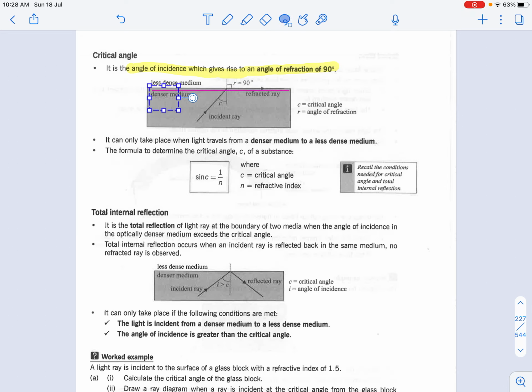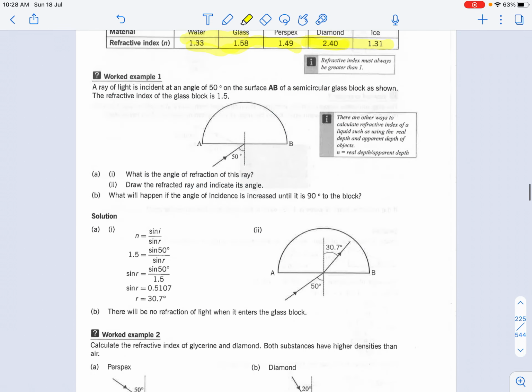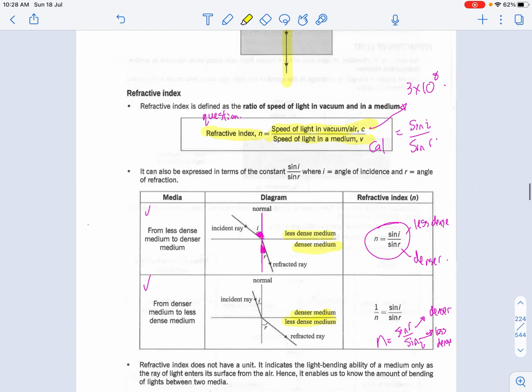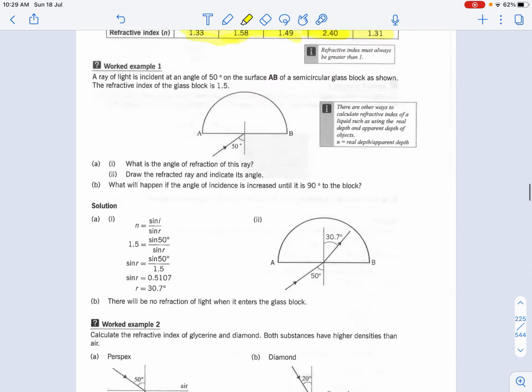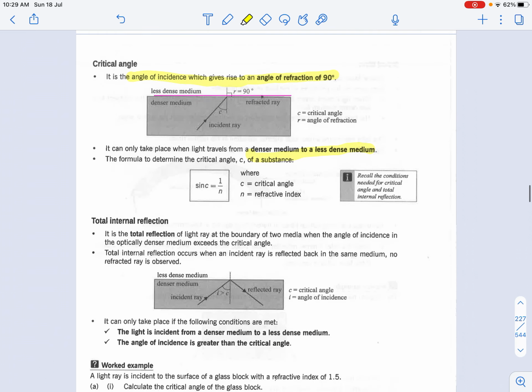Okay, and this is where, if it's just nice 90 degrees to the normal, that's where there is the critical angle. So this will only take place from a denser medium to a less dense medium. Why? Because the light ray will tend to bend away from the normal. Okay, so the formula to determine the critical angle is sine C equals 1 over n, where n represents the refractive index and C is the critical angle.